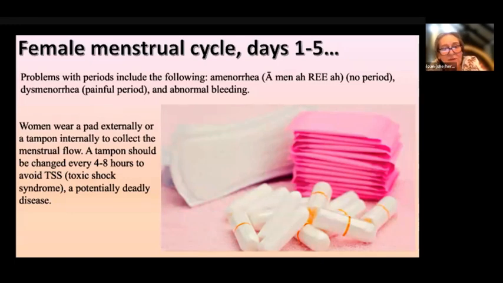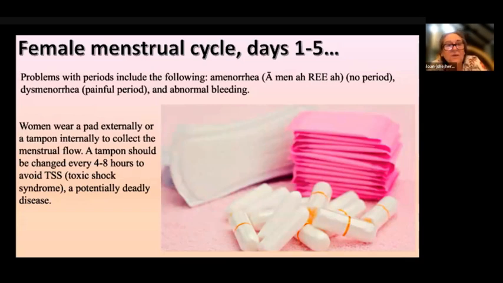We do have to be careful with tampons. Tampons are inserted into the vagina and absorb the menstrual blood, but if they don't get taken out every 4 to 8 hours, it can cause toxic shock syndrome. So the one thing that we try to remember with girls is to remind them to change their tampons on a regular basis so that they don't get toxic shock.